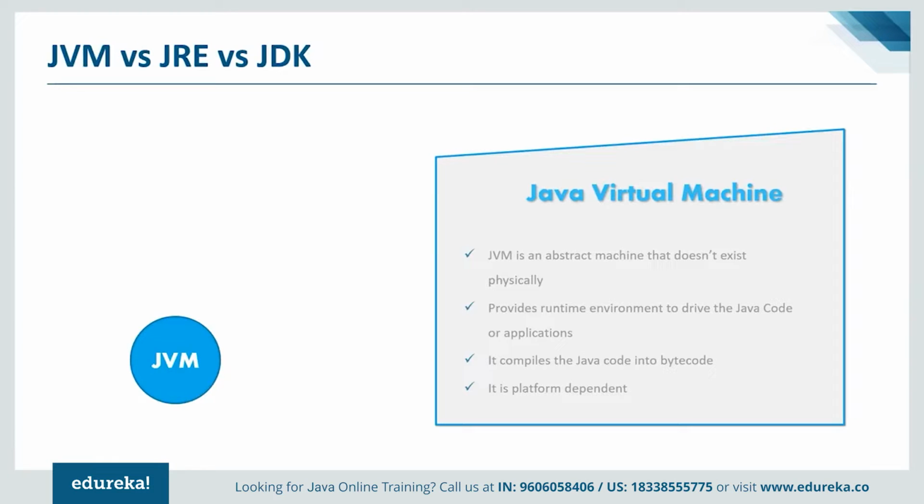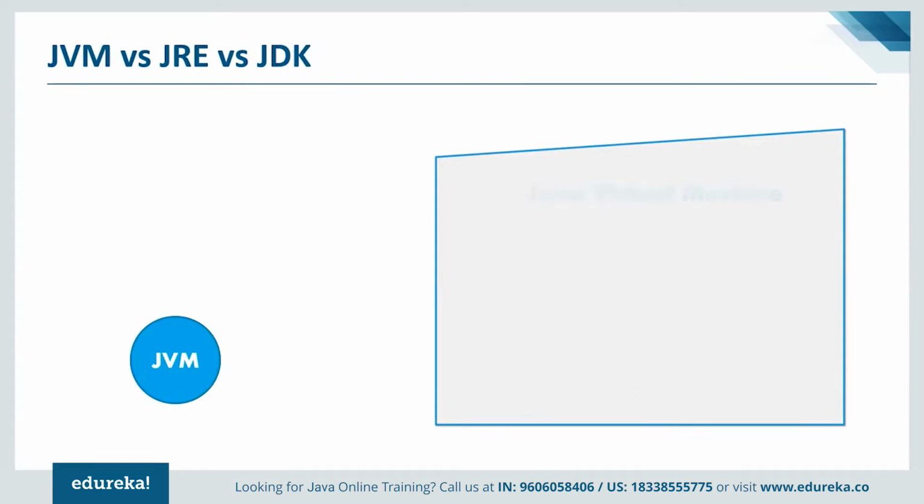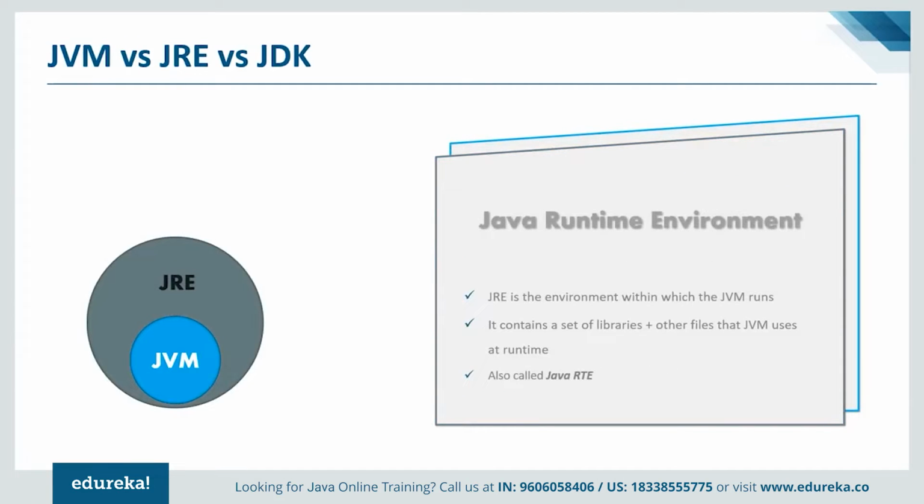Since JVM is available in all the operating systems, your bytecode can be executed on any OS. So this makes Java a platform independent programming language. JRE is Java Runtime Environment. This is the environment within which JVM runs. It has a set of libraries and other files that JVM will use at runtime. So we also call it the runtime environment of Java, or Java RTE in short.